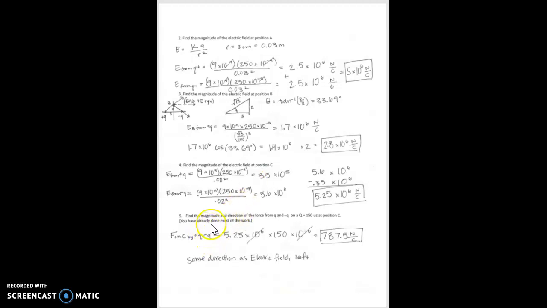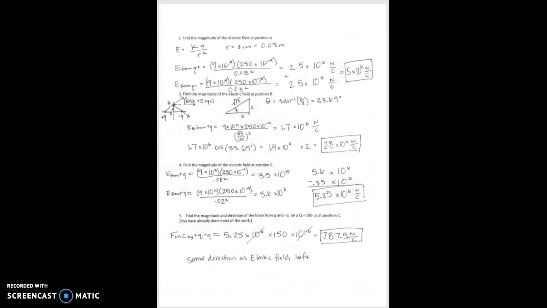Okay, question 5. So I found the magnitude and direction of the force from the positive Q and negative Q charges on big Q charged 150 microcoulombs, or I think that's a new C, at position C. I had already found what the electric field was at position C as it related to negative and positive Q, which is the previous equation, 5.25 times 10 to the 6 newtons per coulomb.